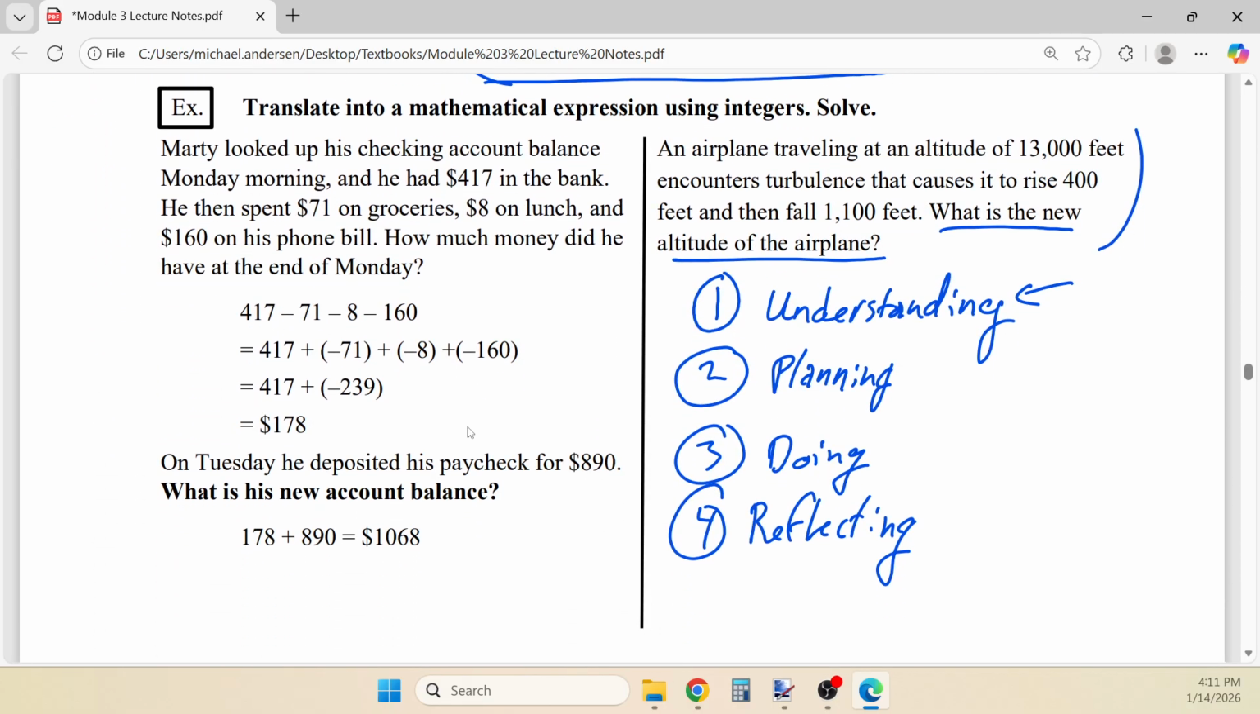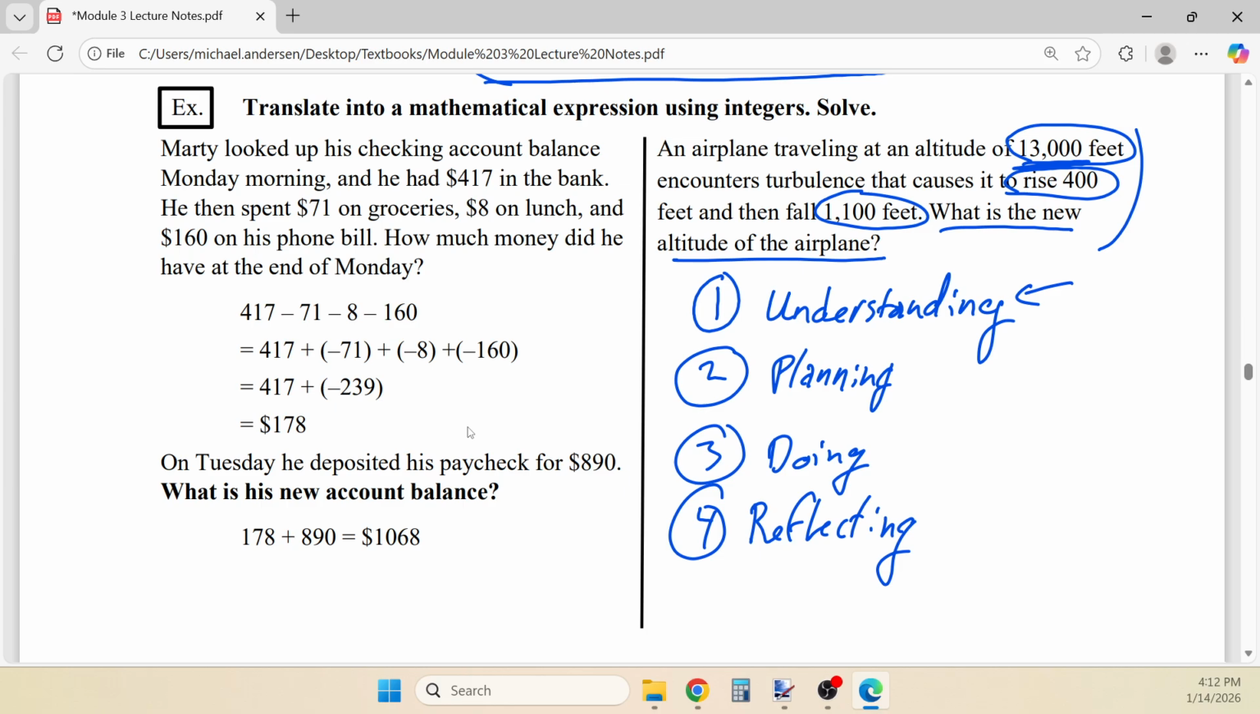So we have a question here. What is the new altitude of the airplane? Altitude means how high the airplane is. So I'm thinking of trying to figure out how high is the airplane. That is my goal. I understand my goal. Now I can start sorting out useful and useless information. So airplane travels at an altitude of, this is its starting height. Encounters turbulence that causes it to go up 400 and then fall 1,100. Okay, those are my useful pieces of information.